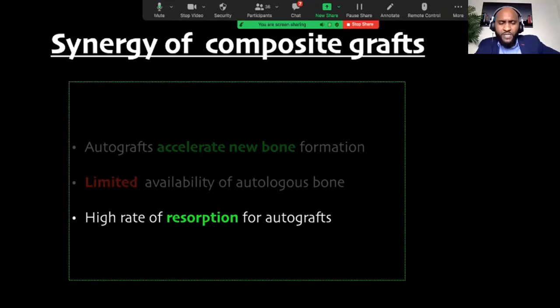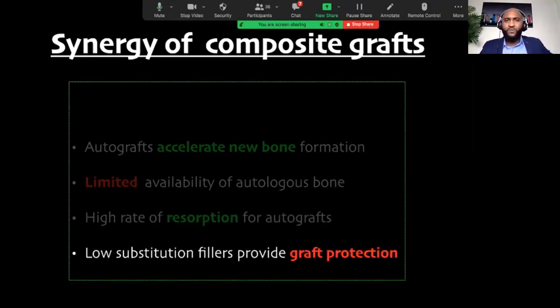Then it will only make sense that you harvest a bit of the patient's own bone, and then you probably cover it with a slow resorbing substitute. And that will therefore give you a composite graft. So the low substitution filler, for example, a xenograft or an alloplastic option, would therefore protect the underlying autogenous bone from resorption. And that's important.